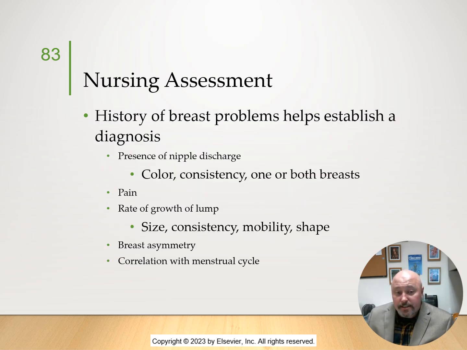For our nursing assessment, we want to include a lot of factors, including the history of breast problems that helps us establish a diagnosis. Things such as the presence of nipple discharge, including color, consistency, and is it in one or both breasts. Also factors such as pain, the rate of the growth of the lump, any breast asymmetry, and any correlation with the menstrual cycle.